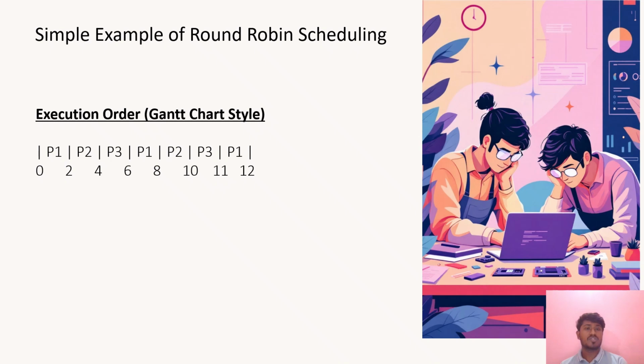Now we'll see the execution order in Gantt chart style. P1 0 to 2, P2 2 to 4, P3 4 to 6, P1 6 to 8, P2 8 to 10, P3 10 to 11, and P1 11 to 12.